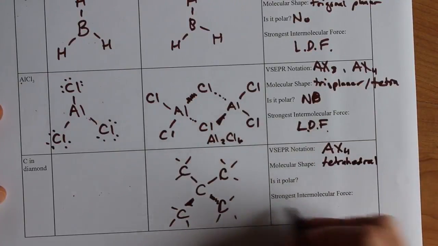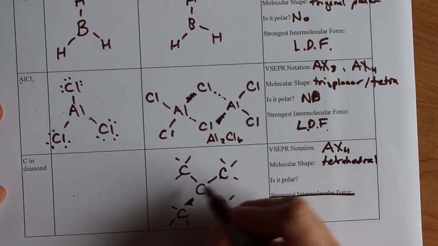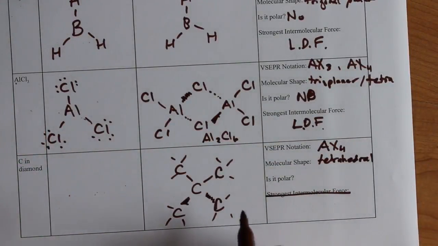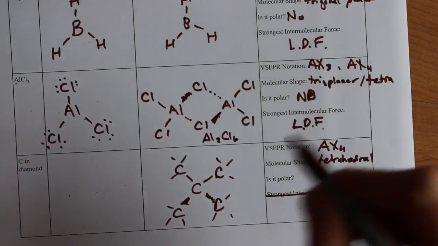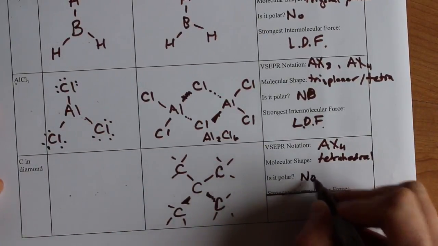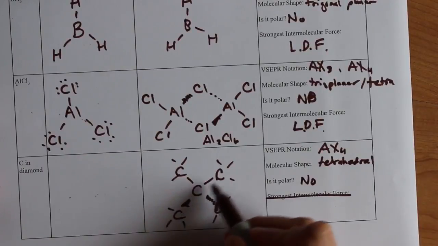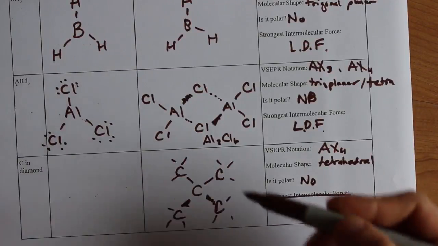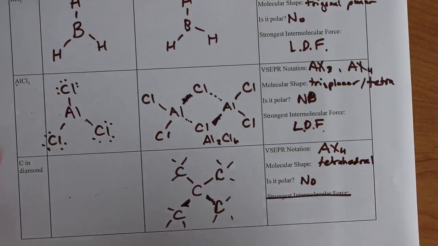Now, there's no actual molecule here. One piece of diamond is one large network of carbon atoms. It's technically one molecule because it's covalent bonds throughout. And it is certainly not polar because all of the bonds between carbon and carbon have an electronegativity difference of 0 because they're both carbons.